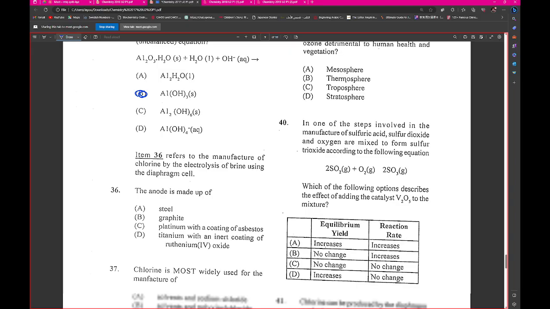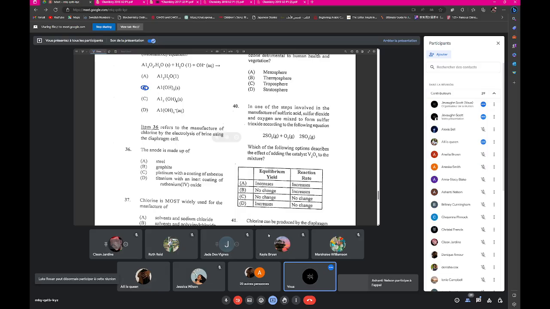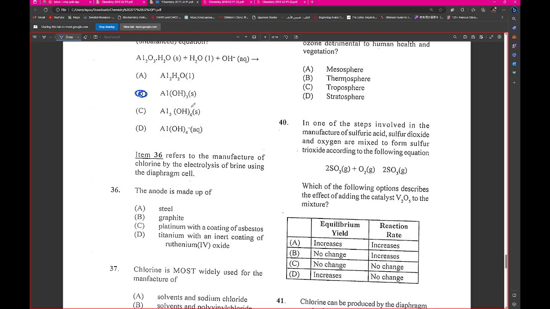36 refers to the manufacture of chlorine by the electrolysis of brine using a diaphragm cell. The anode is made up of what? Titanium with an inert coating of ruthenium oxide. Graphite. Alright, so somebody said titanium with the inert coating of ruthenium.